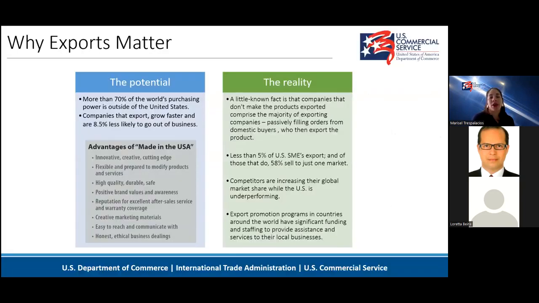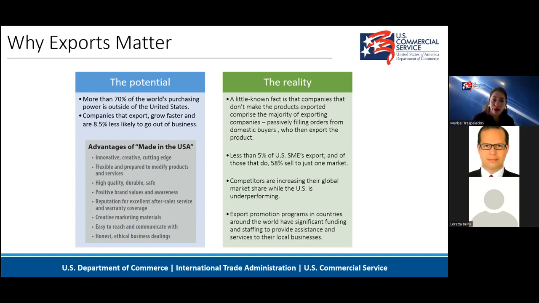So why do exports matter? I think that probably most of us know that 95% of the world population is outside the United States, but also, more importantly, 70% of the world's purchasing power is outside the United States. So there are many people, let's say not wealthy, but with purchasing power outside the United States to buy American-made goods and services. Companies that export grow faster, and studies show that they are almost 9% less likely to go out of business during those business cycles when things get a little unstable here in the US.